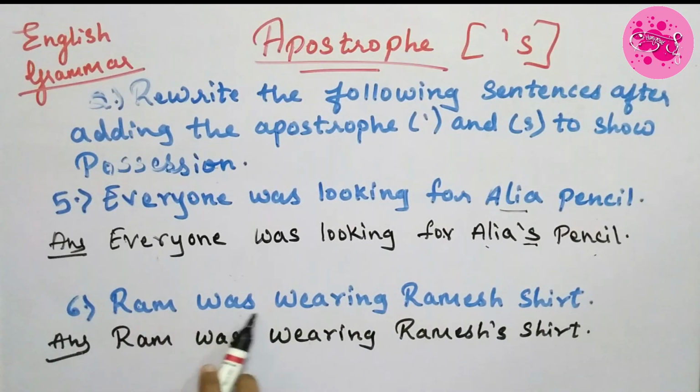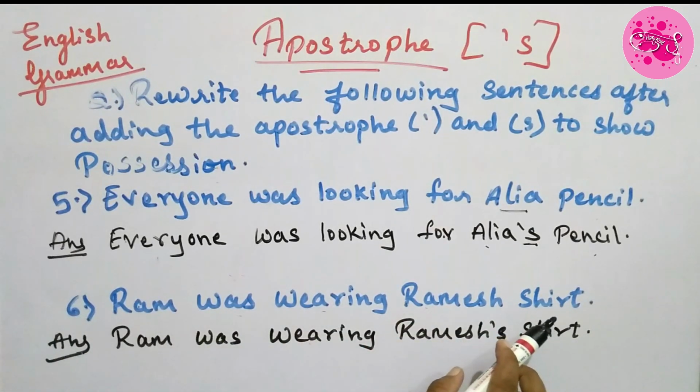Next is, Ram was wearing Ramesh shirt. So here Ramesh is only one. Yes, so we have to add apostrophe s here. So Ram was wearing Ramesh's shirt.